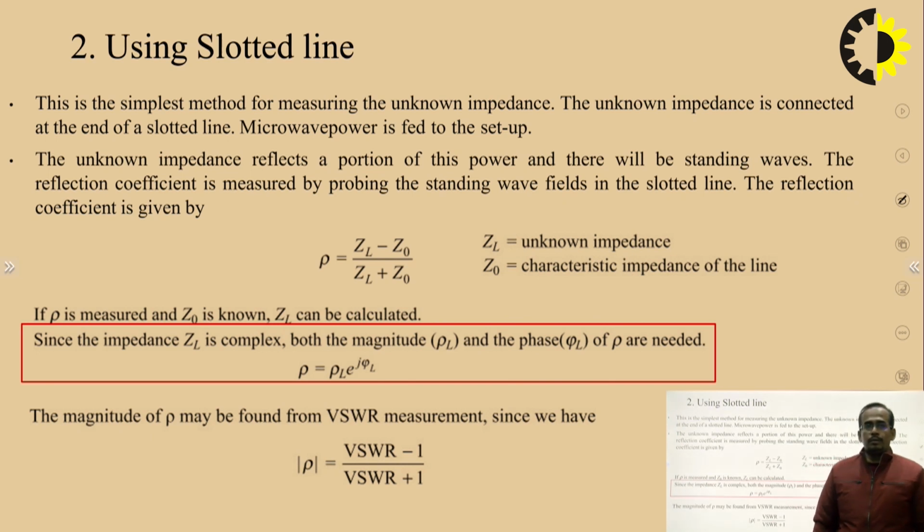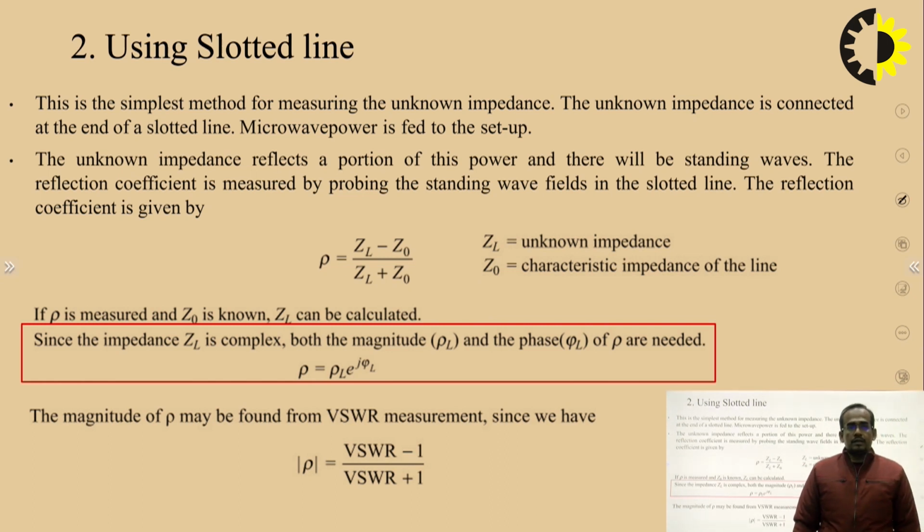The reflection coefficient is given by rho = (ZL - Z0) / (ZL + Z0), where ZL is the unknown impedance, or you can say the load impedance, and Z0 is the characteristic impedance. If rho is measured and Z0 is known, then ZL can be calculated. This is a simple formula.